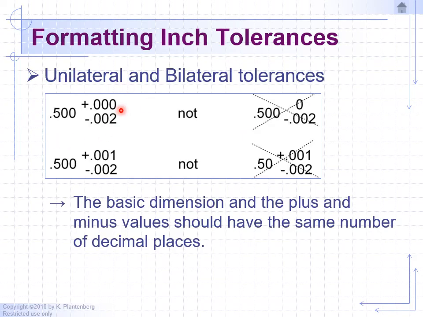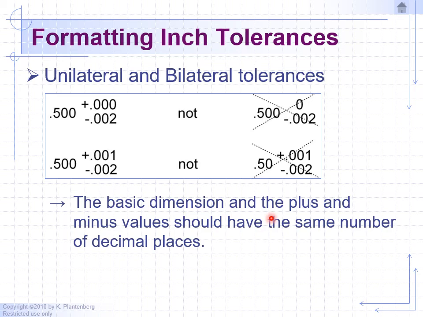And as mentioned in the earlier slide, if you have 3 decimal places in the basic dimension, you also need 3 decimal places in the tolerance. So you can see here this is incorrect. 3 decimal places, then this should also have 3 decimal places. This is correct, 3 decimal places, 3 decimal places. Not correct. This is only showing 2 decimal places, so this should show 2 decimal places also.